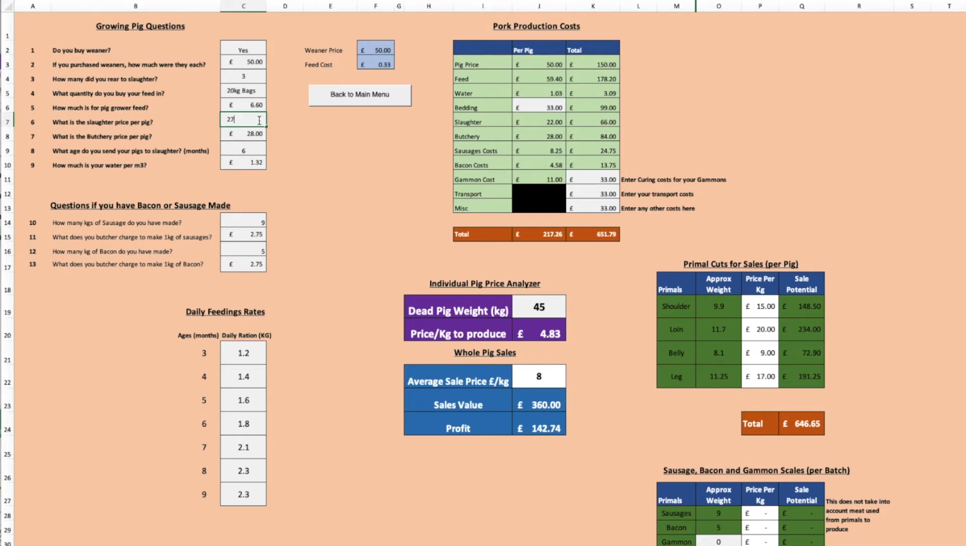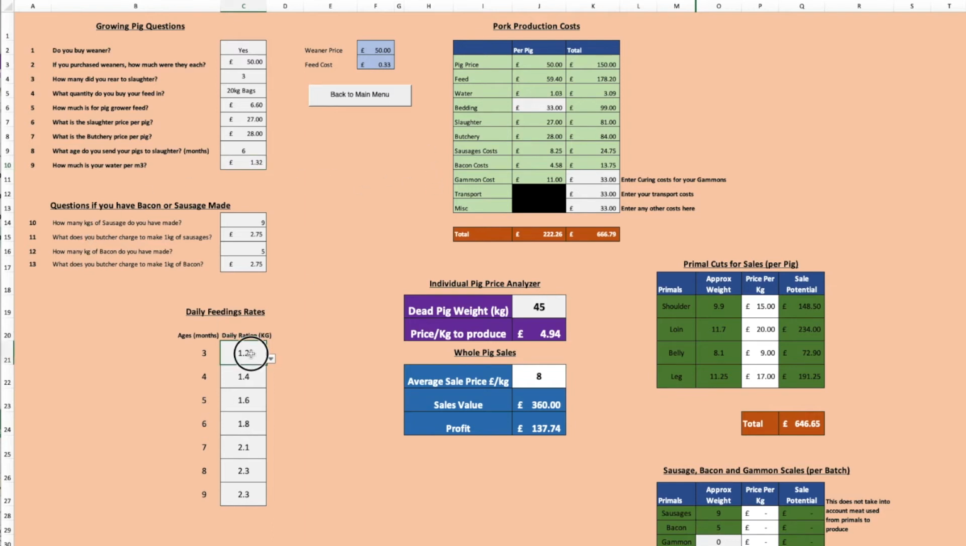It's actually gone up now. I pay £27 to have them slaughtered, and then my butchery is £28. And then it asks you which age you send your pigs to slaughter. I'm going to say typically 6 months. And again, this value here is about how much your water rate costs. If you pay a fixed rate for your water, you can just put that as 0. That's not an issue, or you can factor in a price there.